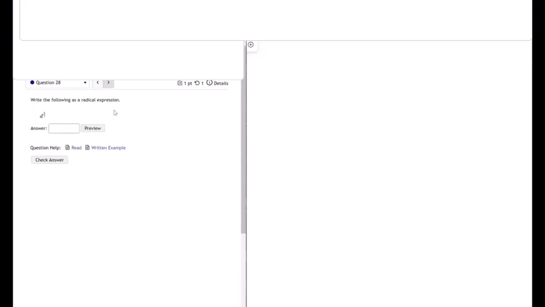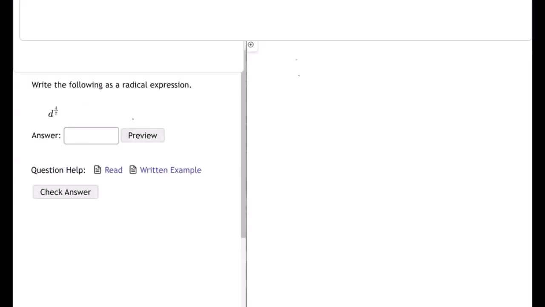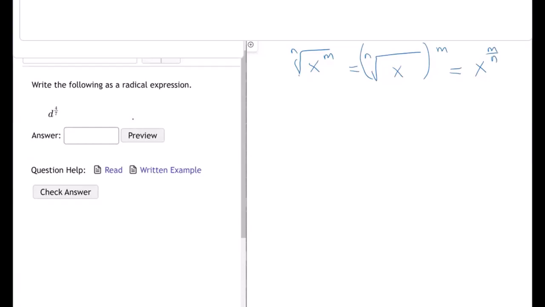Now we have fractional exponents. If you have the nth root of some value to the m power, that's the same as the nth root of x to the m power. And both of these are the same as x to the m over n. Why would we use these different forms?